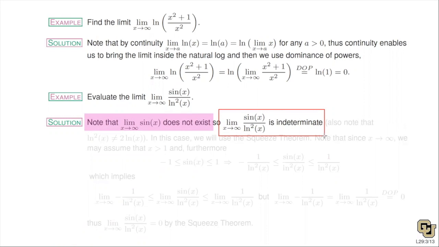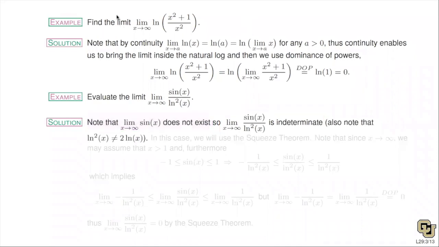And here the trick will be to use a squeeze theorem. Because for sine of x, we know we can bound it. And so we're hoping we can use the fact that it's bounded in a squeeze theorem. So one notational comment, I do want you to be very careful.